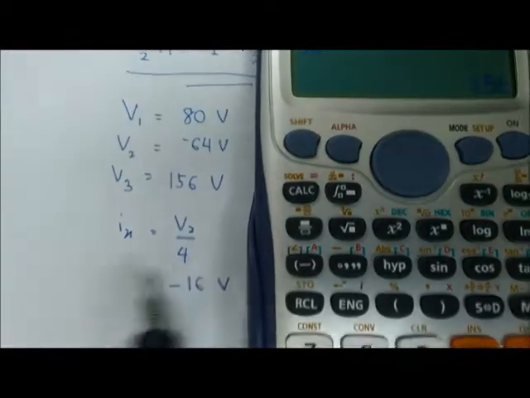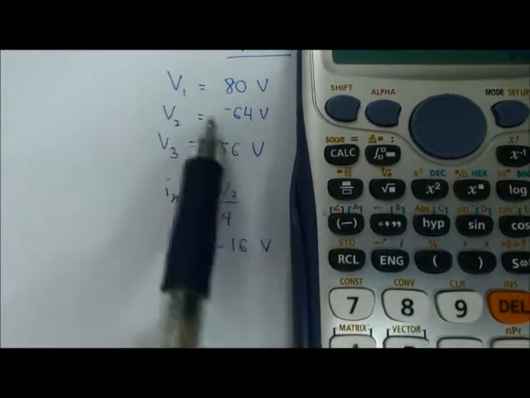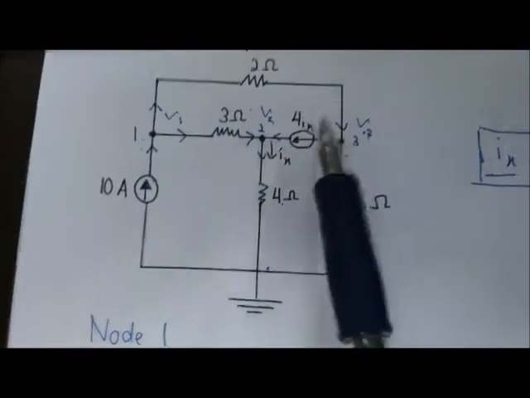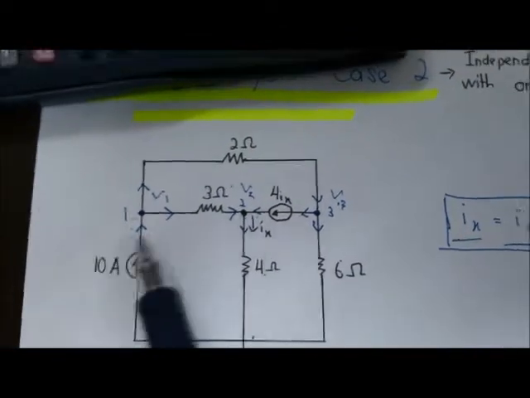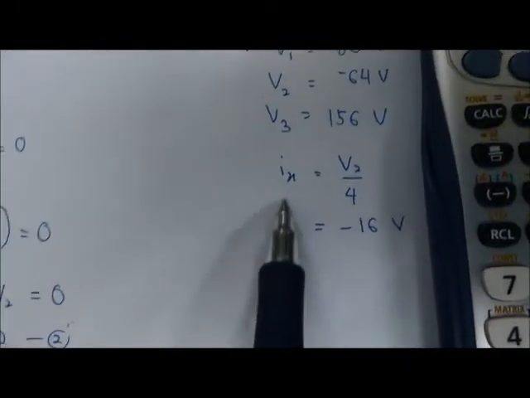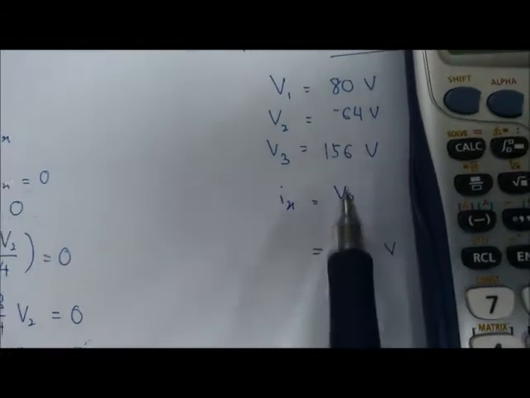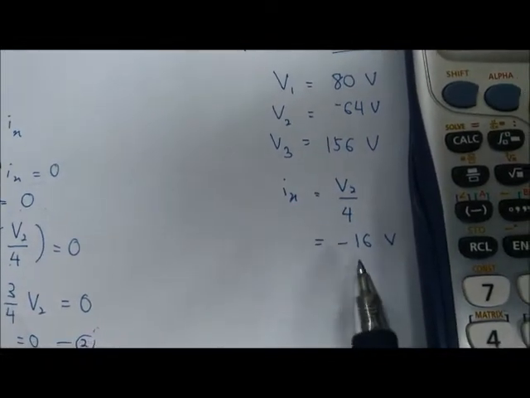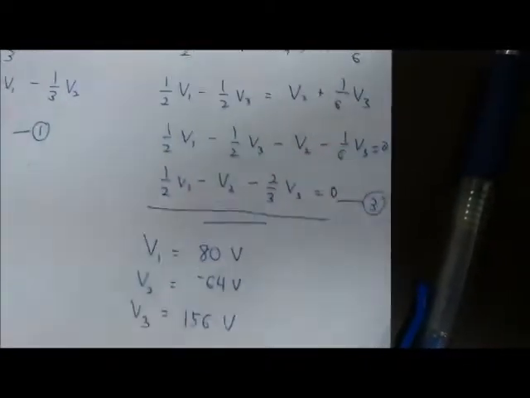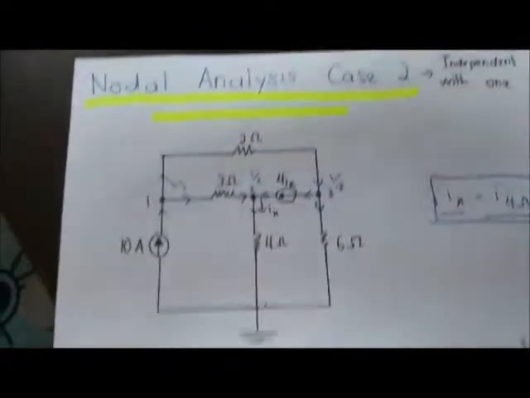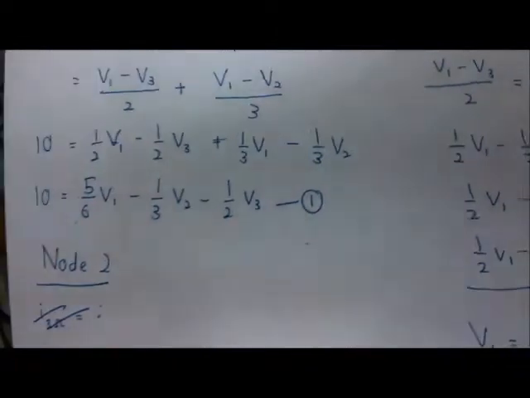Since Ix equals V2 over 4, as we know V2 is negative 64 and it acts opposed to the voltage of the current source movement. So V2 over 4 is Ix, which equals negative 64 over 4 equals negative 16 volt. So Ix equals negative 16 volt. This is the solution for case 2 nodal analysis, which deals with an independent current source with one unknown, which is Ix.